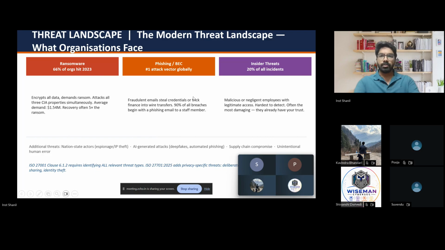Yes. 90% of all breaches begin with a phishing email to a staff member. So we should always be cautious before clicking on any external link shared over an email. That's the most sought after technique, phishing. And BEC means the same, business email compromise. So that is what phishing means.